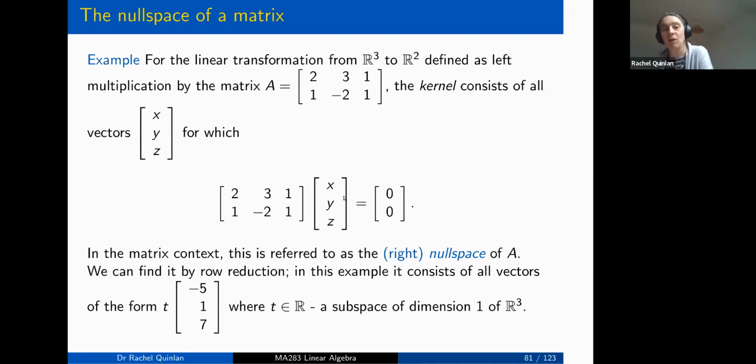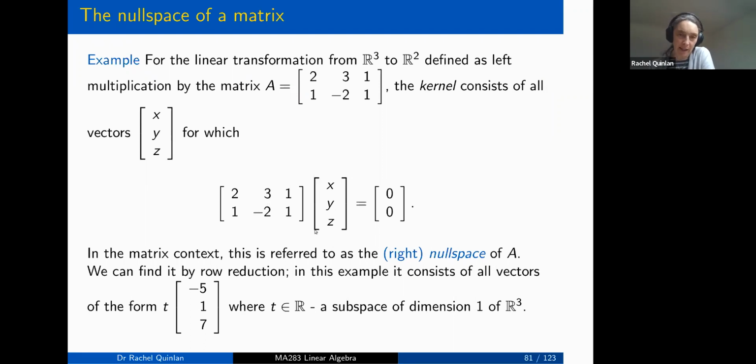So that's the set of all vectors x, y, z, which when you hit them on the left with this matrix, you get the 0 vector. In the matrix context, this space is referred to as the right null space of A. Right, because they're columns that appear on the right in the product, they're multiplied on the left by A. There's also a left null space of A consisting of row vectors with 2 entries, with the property that when you multiply them on the right by A, you get the 0 row vector. But let's stick to the setup.